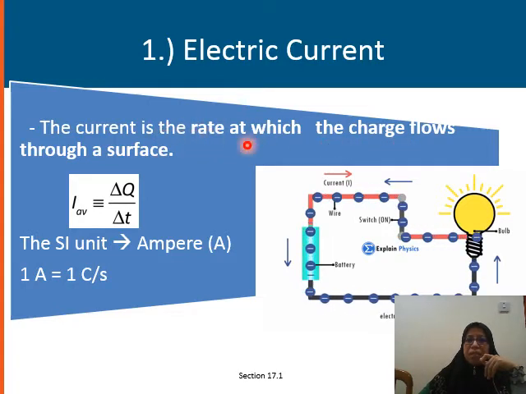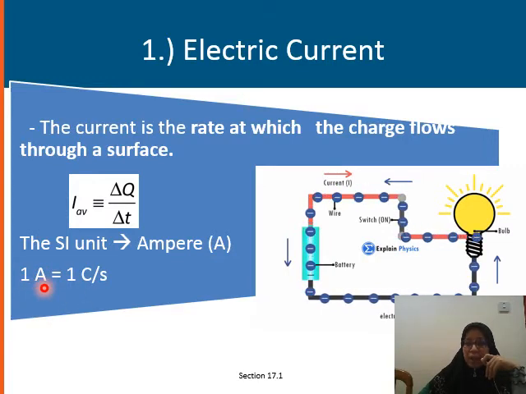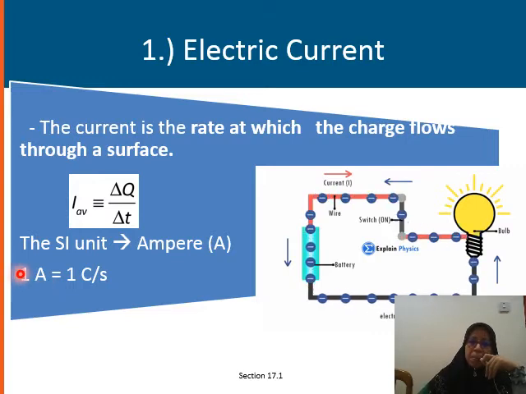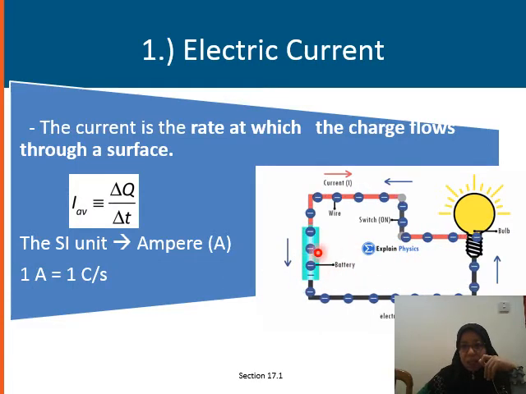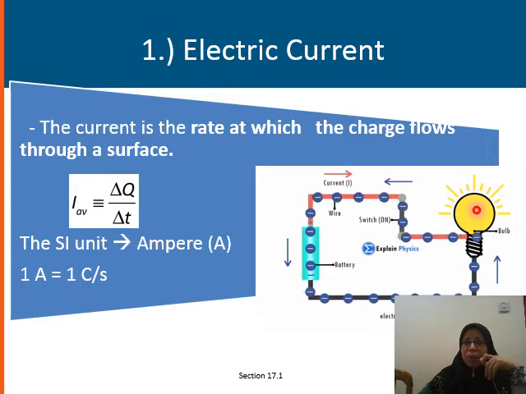Rate represents division with time, and charge divided by time. The unit here is ampere. If let's say the value is 1 ampere, then it means 1 coulomb per 1 second. 5 ampere, 5 coulombs per second. Right, so you can see here the battery supplying energy to the electrons and allowing the electrons to pass through the metal wire and later on light up this particular bulb.